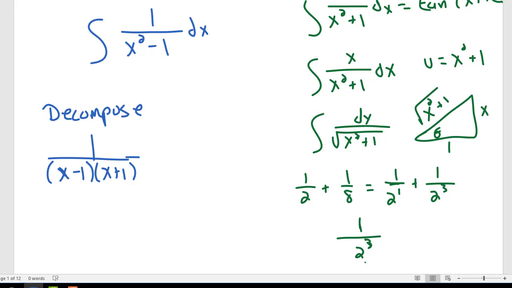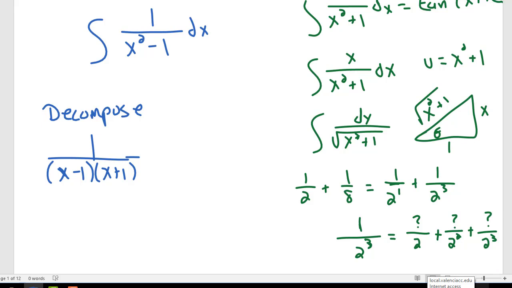Now, technically, what I actually should do is I would say, well, I could have a fraction with 2 to the first in the denominator. I could have a fraction with 2 squared in the denominator. And I could have a fraction with 2 cubed in the denominator. So technically, I could add 3 fractions. One that has a factor of 2, one that has a factor of 4, and one that has a factor of 8.